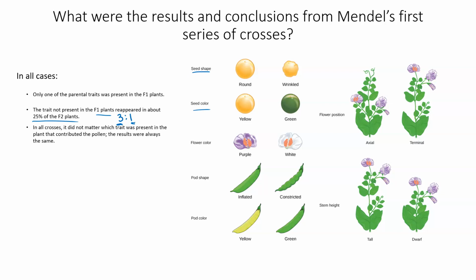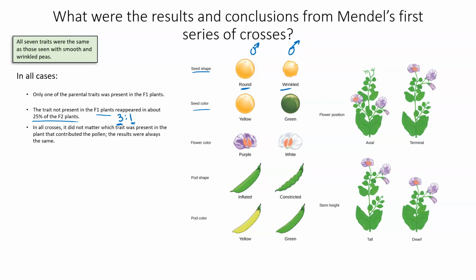And so what I mean by that is it didn't matter if the pollen came from the dominant or if the pollen came from the recessive. It didn't matter if the egg came from the dominant. It didn't matter if the egg came from the recessive, okay? It did not matter which gender, male or female, contributed the dominant trait. The dominant trait, regardless of gender and regardless of parent, always showed up or was expressed more often than the recessive. Okay? So, all 7 traits were the same as those seen with smooth and wrinkled peas.